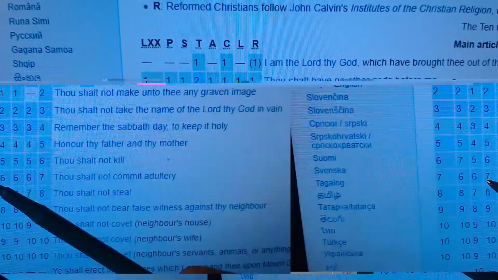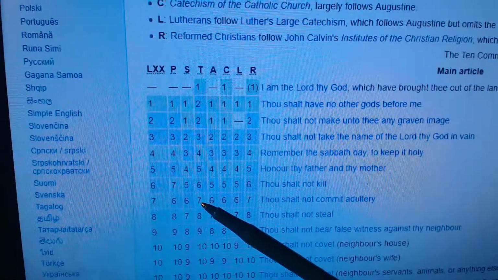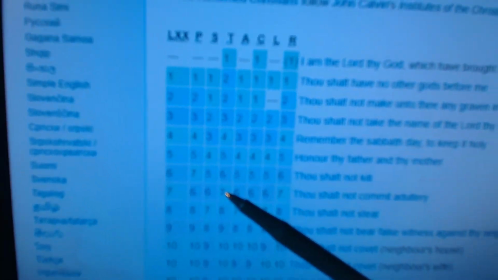So if I was to look at the commandments, right? If I was to look at the commandments, right? Why is it doing that? You see, is it doing it for anybody else or just me? Do you follow me? What we don't see, but the camera picks up.